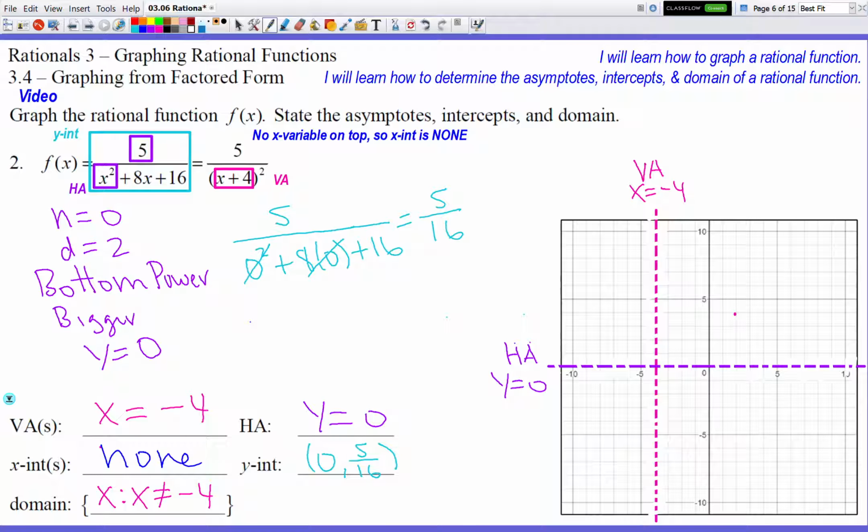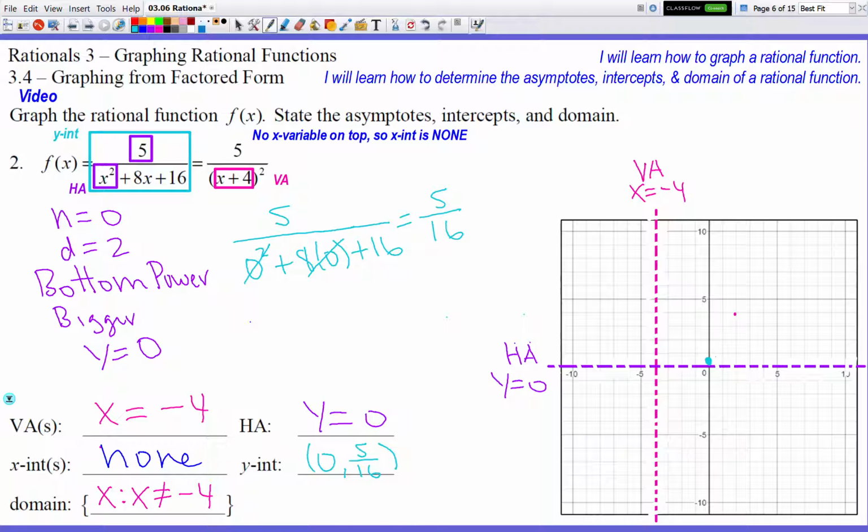Okay, all right, there we go. And I cannot plot the x-intercept because my horizontal asymptote is actually on the x-axis, so that's why I don't have an x-intercept. But I can plot the y-intercept, so let's do that. So that's at 0, 5/16. Okay, so wow, that's pretty close to the x-axis.